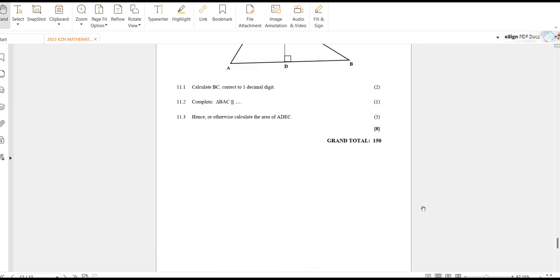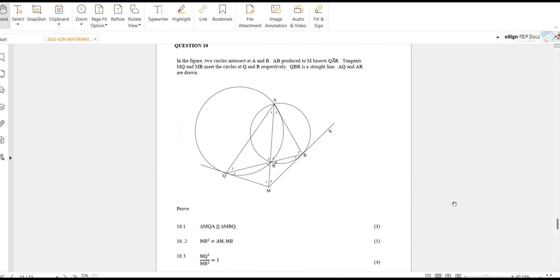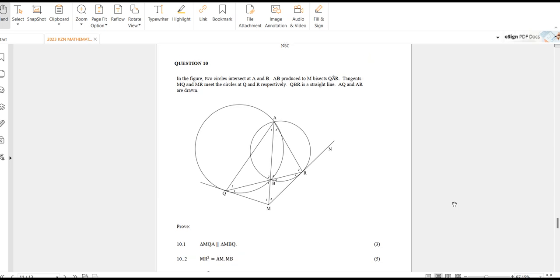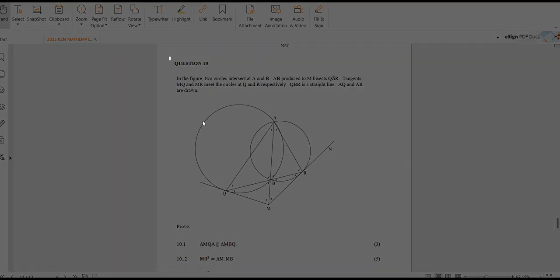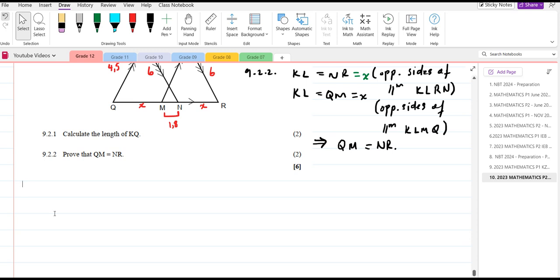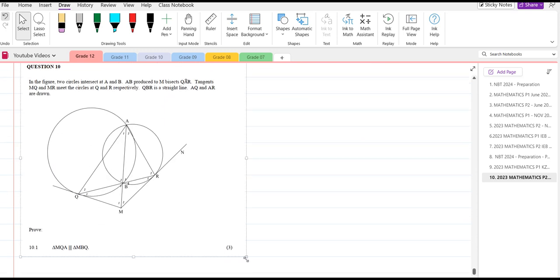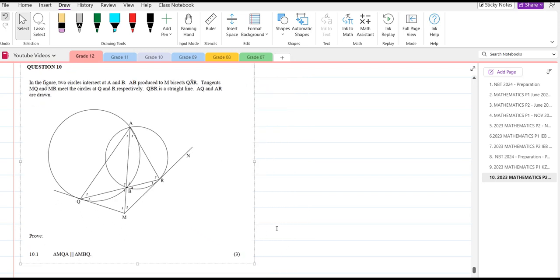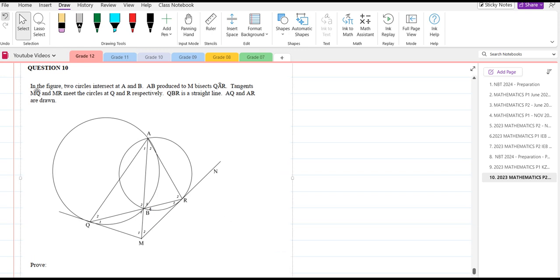Okay, we got 2 more problems after this. Alright, so let's look at question 10, which is based on similarity. As you can see in question 10.1, we want to prove that 2 triangles are similar. In the figure, 2 circles intersect at A and B. Alright, that's it. AB produced to M bisects QAR.